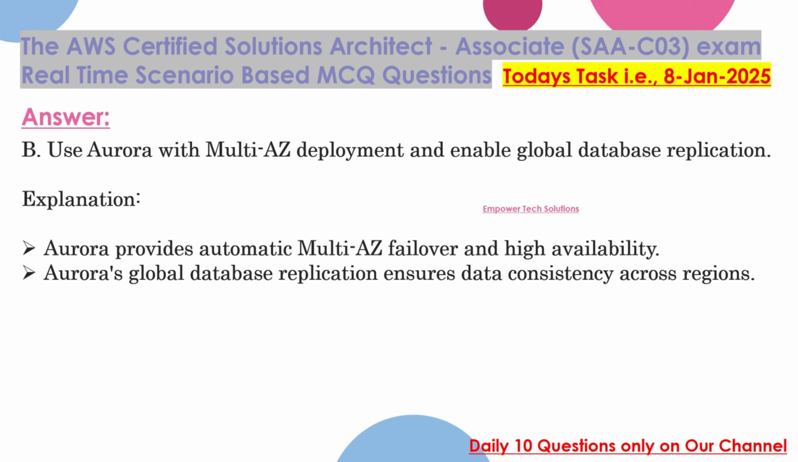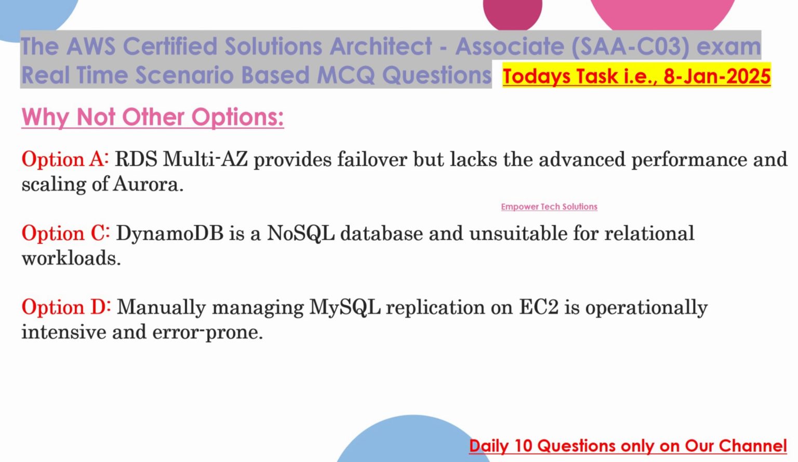Explanation: Aurora provides automatic Multi-AZ failover and high availability. Aurora's global database replication ensures data consistency across regions. Why not other options? Option A, RDS Multi-AZ provides failover but lacks the advanced performance and scaling of Aurora.